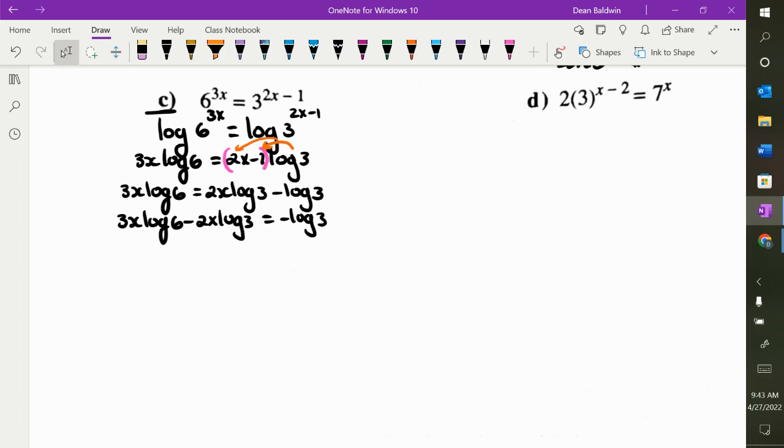So we can factor an x out of here. So I get x comes out. I'm left with 3 log 6 minus 2 log 3 is equal to negative log 3.